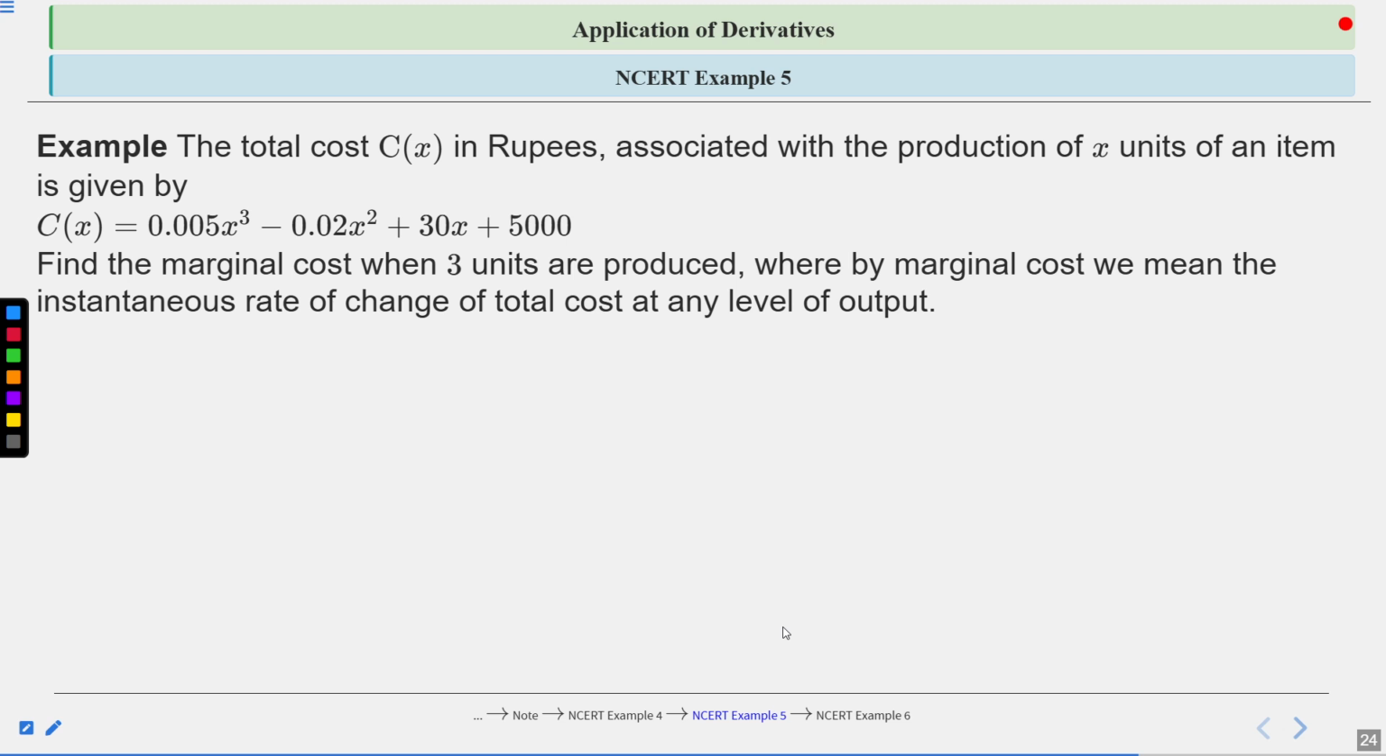So see, the cost function is given in terms of x. For marginal cost, you have to take the derivative of the function C(x) with respect to x. Okay, clear? And when 3 units are produced, that is when x is equal to 3, you need to find the value of marginal cost. So you can easily find it by using the derivative.